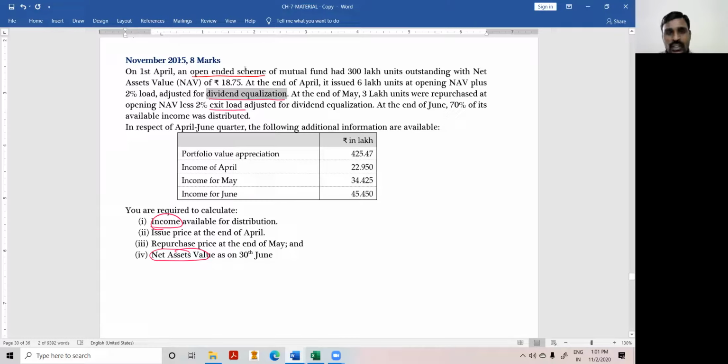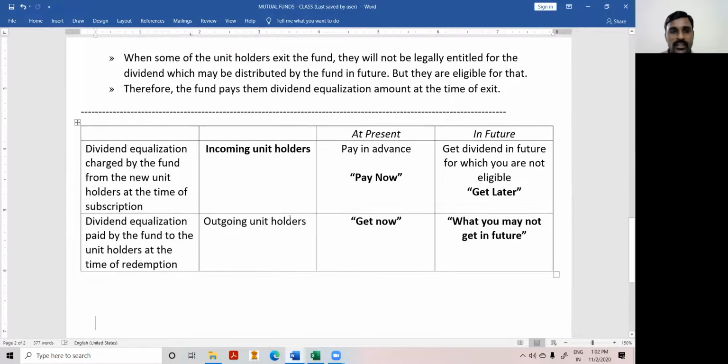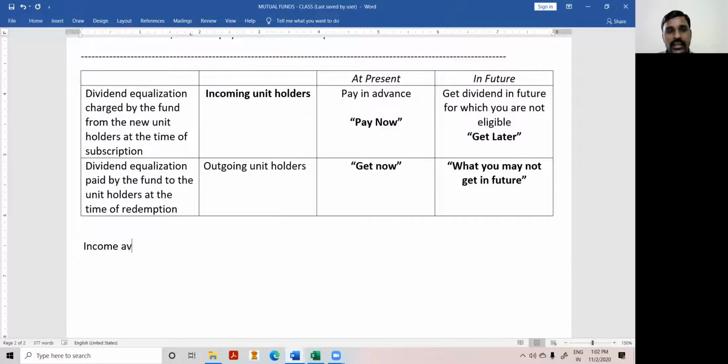Next, before solving the problem, first we understand this concept, income distribution and NAV. Many aspects have been given, and we have to understand the treatment for that. Basically, income available for distribution is a revenue item, a revenue statement. Net assets value is a balance sheet item, a statement of affairs item.